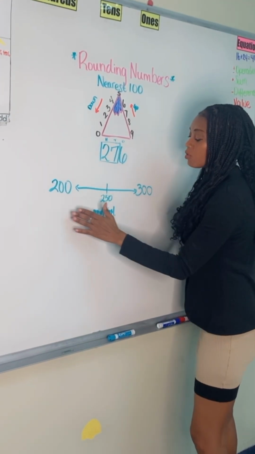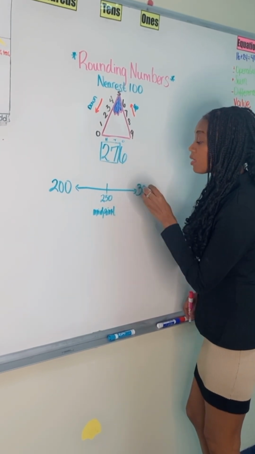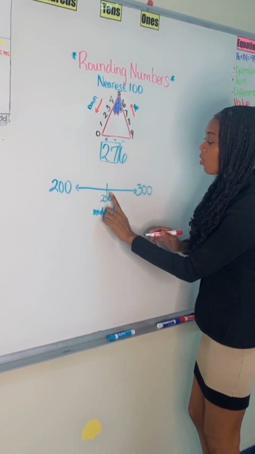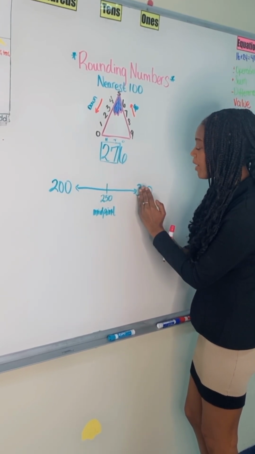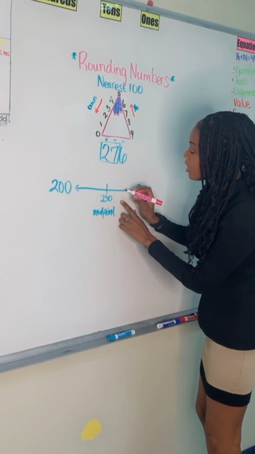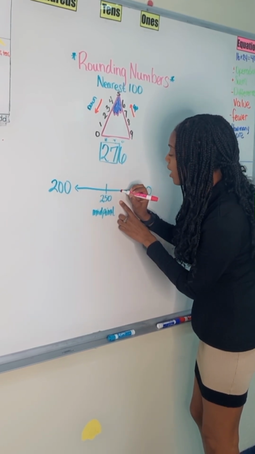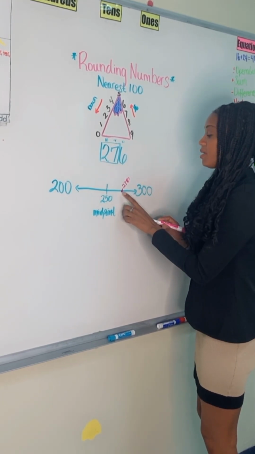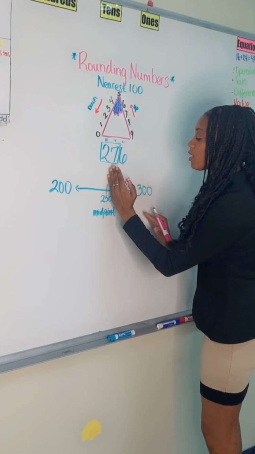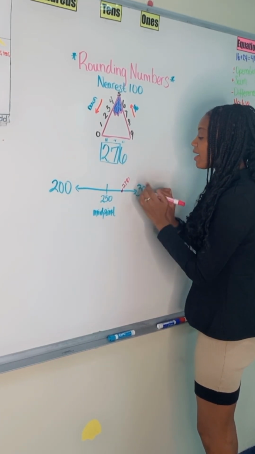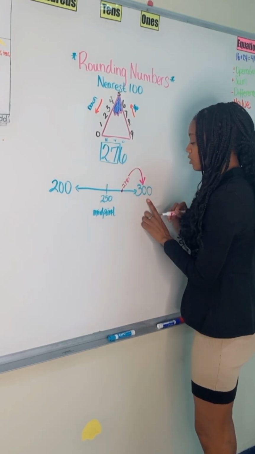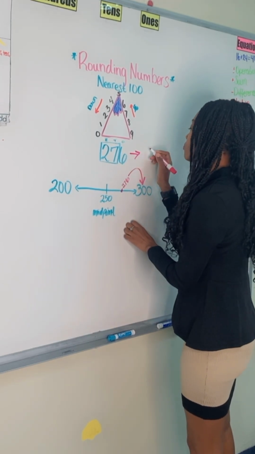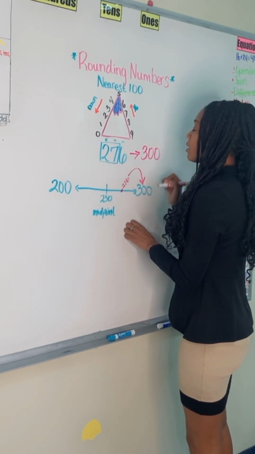All right, so now I'm going to use my number line, and I'm going to make a good estimate guess of where I think 276 is. So I know it's going to be after my midpoint, but it won't be too close to 300. It should be somewhere around here. So I'm going to put 276. Now I can see that any number past my midpoint on this side is going to be rounded to this whole number here, which is 300. So 276 rounded to the nearest 100 is 300.